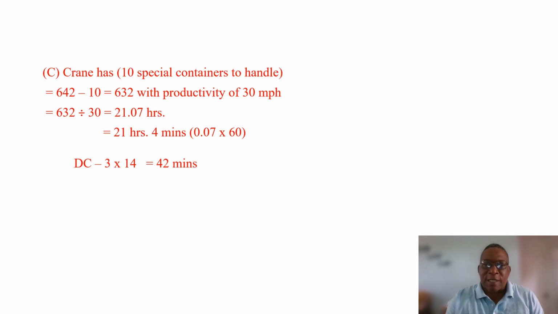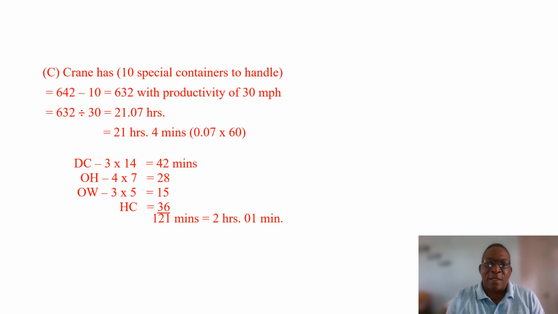For damaged containers, there are 3 and it takes 14 minutes each. That's 42 minutes. For over height, it's 4 and it takes 7 minutes. That's 28 minutes. For over wide, it's 3 and it takes 5 minutes each for a total of 15 minutes. And the hatch covers, again, 36 minutes. This gives us a total of 121 minutes, which is 2 hours and 1 minute.